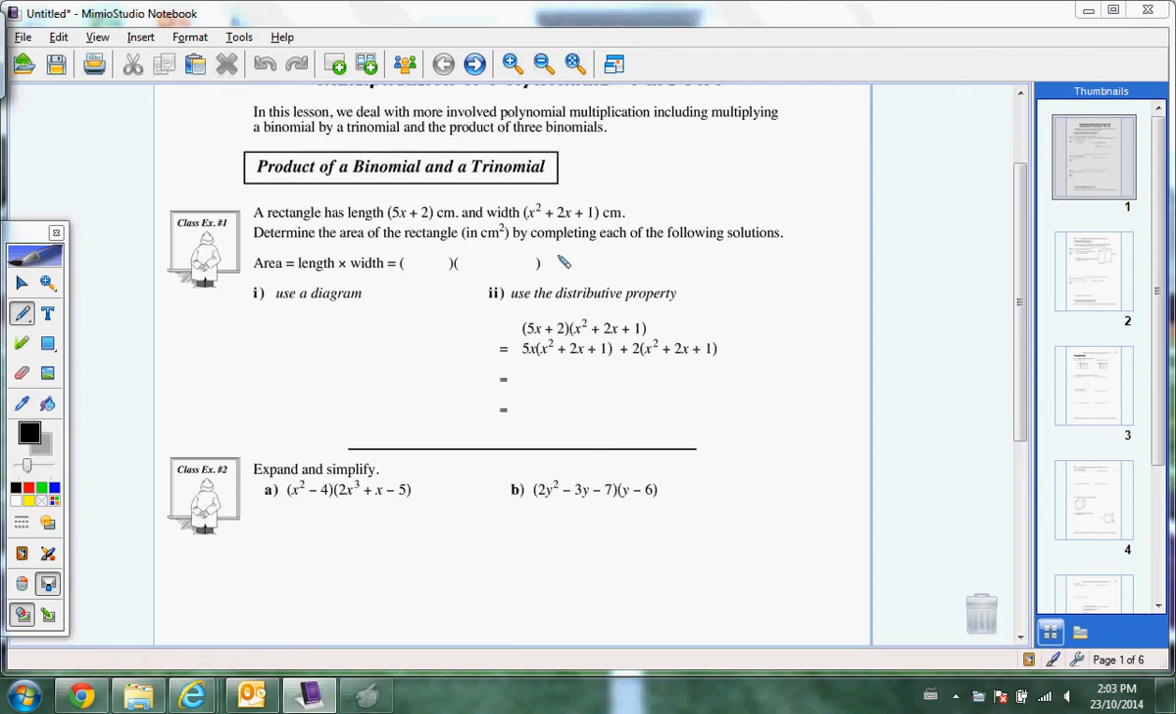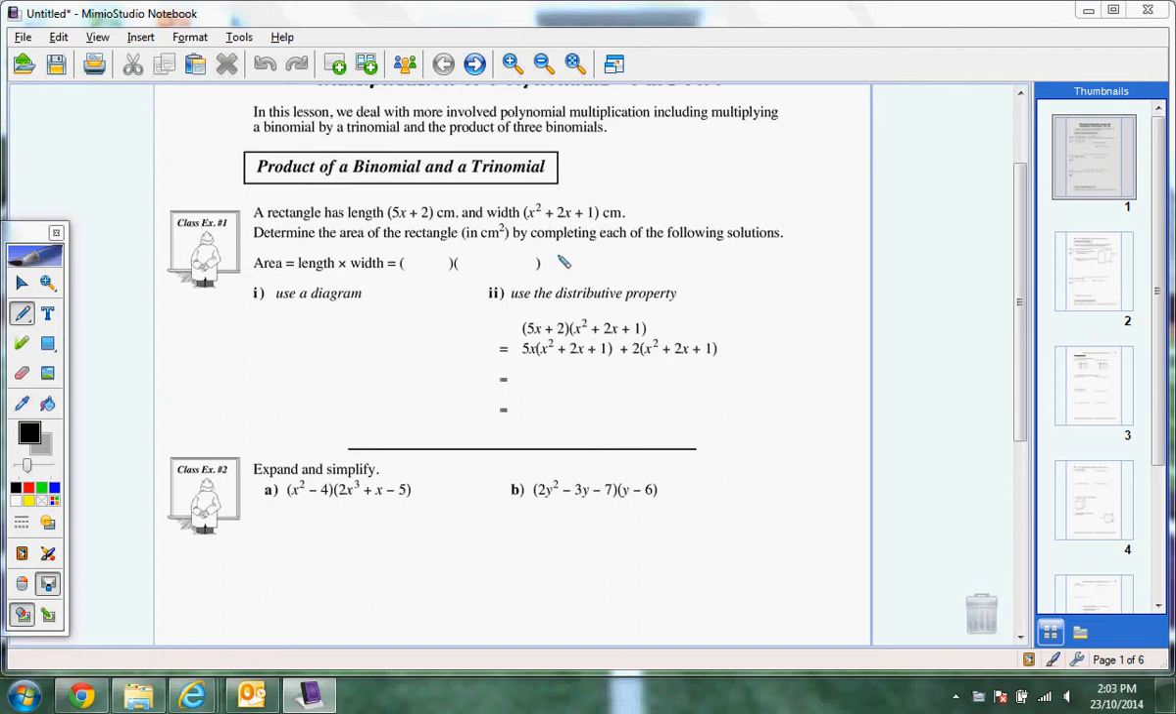So for us, this is Unit 5, Lesson 5. Okay, so product of a binomial and trinomials. Remember, binomials 2 terms, trinomials 3. So this example here, it says a rectangle has a length of 5x plus 2 and a width of x squared plus 2x plus 1.